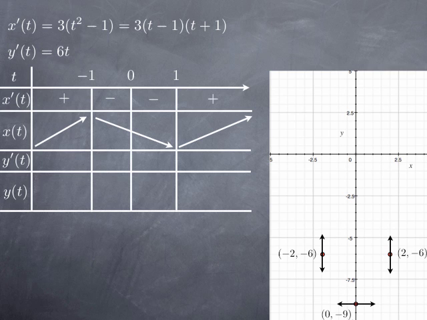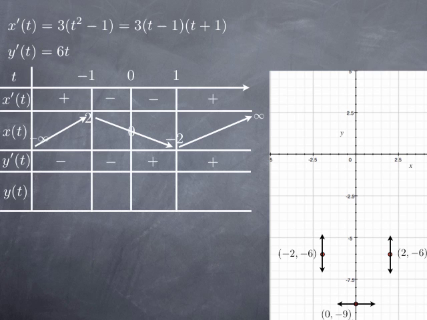y prime is just 6 times t, so it is positive when t is positive. I'm sorry, I forgot to mention that we have the local maximum for x of t at negative 1, which is the value at negative 1, which is 2, and the value at 1 is negative 2. This corresponds to these points with vertical tangent. At 0, the function x takes the value 0, the limit at negative infinity is negative infinity, and the limit at positive infinity is positive infinity.